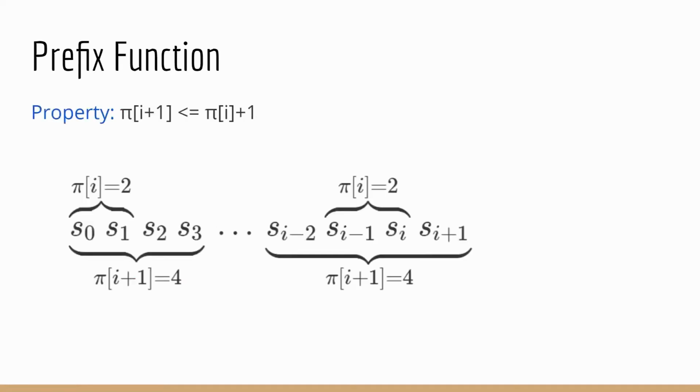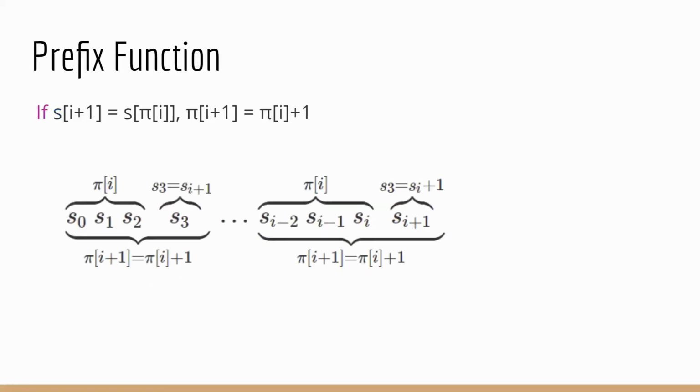Before we do that, here's an important property we must know about the array pi. The i plus 1's entry must be less than or equal to pi i plus 1. Look at the example. If we have the ith entry to be 4, s0 to s2 should be equal to si minus 2 to si. That means that pi i should be 3 instead of 2. That's a contradiction, and that is why we have this property. Now back to the construction of pi.